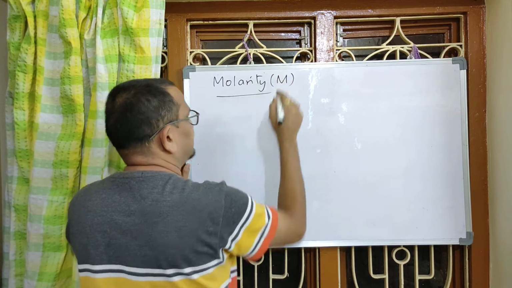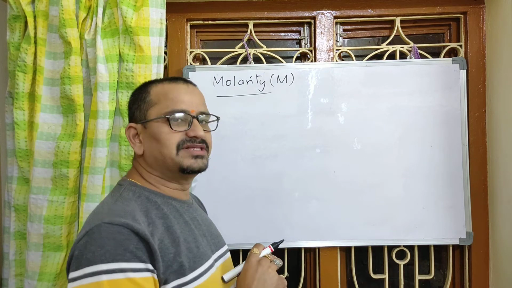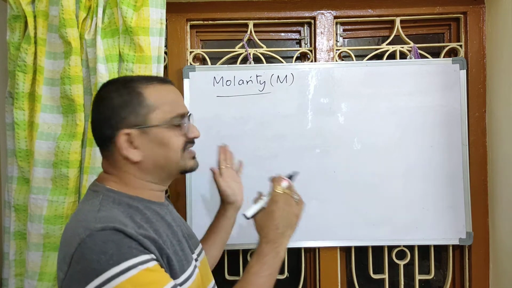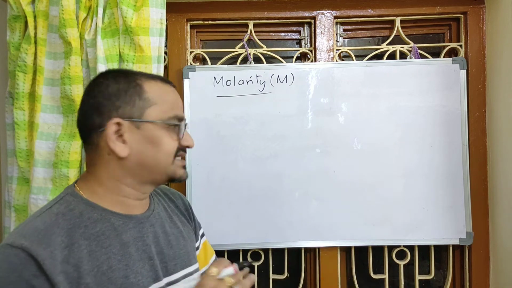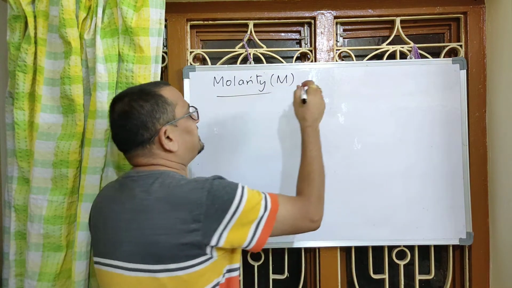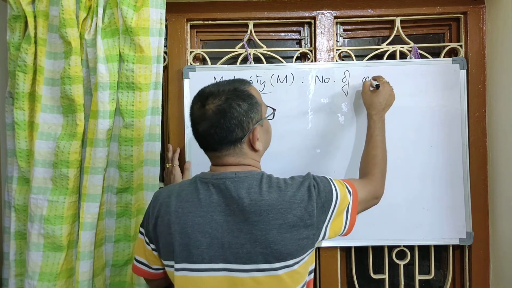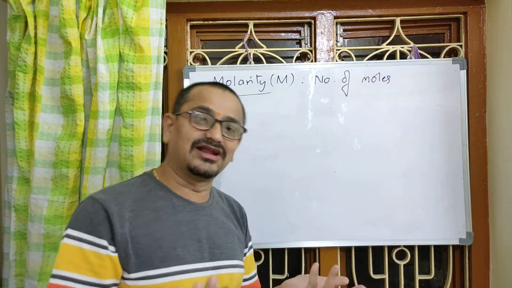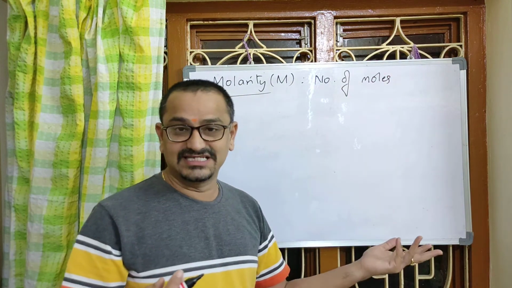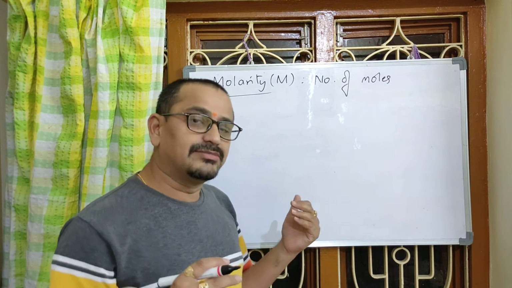What is molarity? It is one of the best methods of expressing concentration, next to normality, of course. Molarity means the number of moles. We already studied that number of moles is also called number of gram moles. In the last few classes we studied this, I think you remember that.